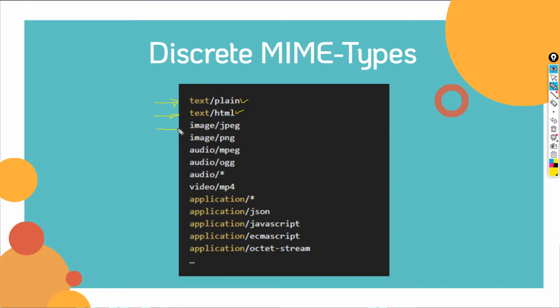Then we have MIME types for images, as you can understand, JPEG, PNG, fine. Then you have audio, which is what we are obviously going to use. So audio/MPEG, fine. Audio/OGG, okay, which is again open source, or audio/ any of the other codecs that we will be using. Then you have video/MP4 as well, right? We'll be discussing that tomorrow.